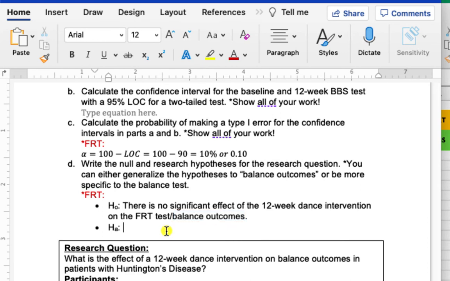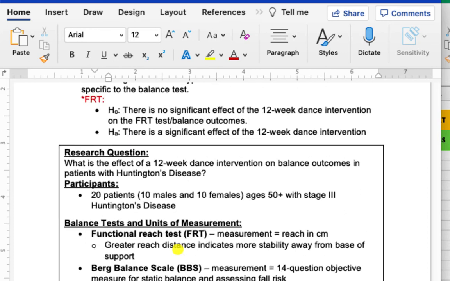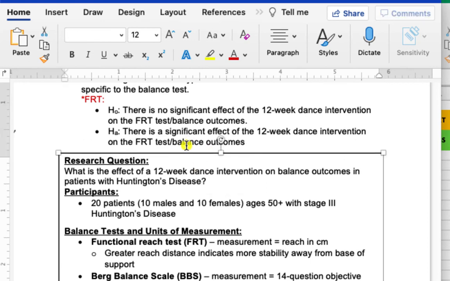Okay. The alternate or the research hypothesis is going to be mutually exclusive and just the opposite of the null hypothesis. So in this one, we would say there is a significant effect of the 12-week dance intervention on the FRT test. We could also say balance outcomes. Okay, and this, I'm going to move down just a little so we can see these in their glory.